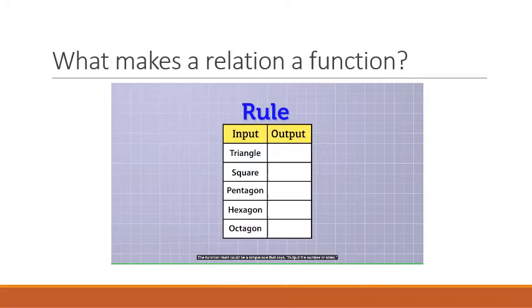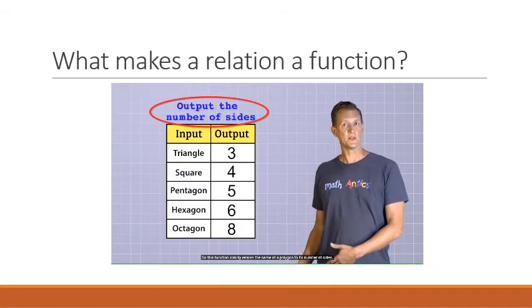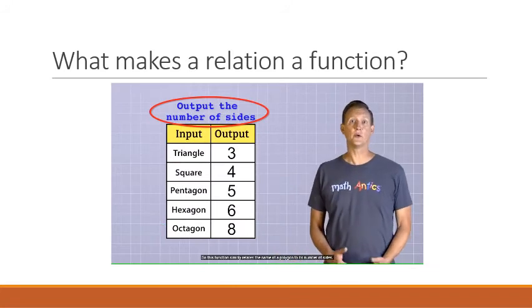The function itself could be a simple rule that says output the number of sides. That means if we input triangle into the function, the output will be 3. And if we input square, the output will be 4. If we input pentagon, the output will be 5, and so on. So this function simply relates the name of a polygon to its number of sides.